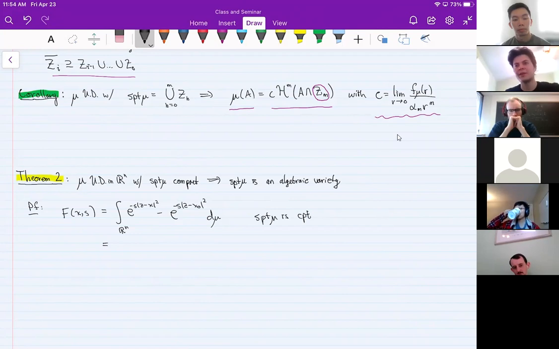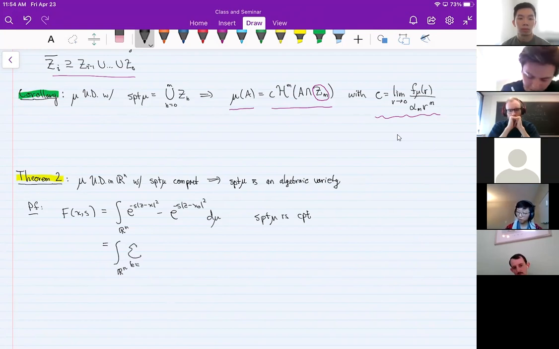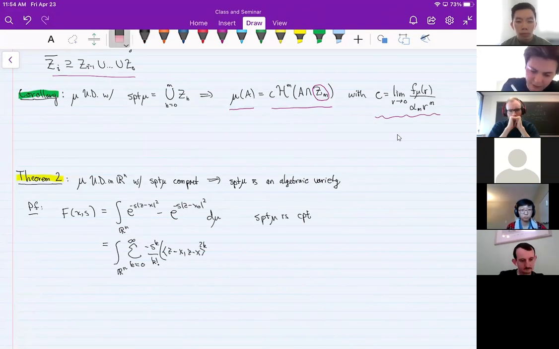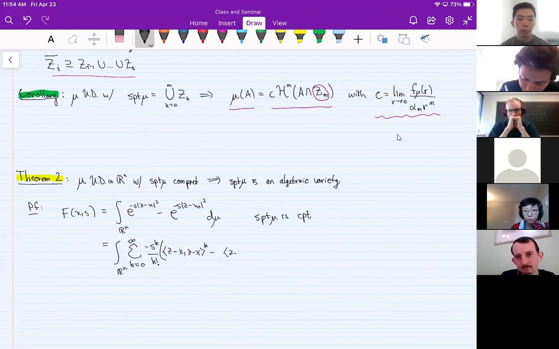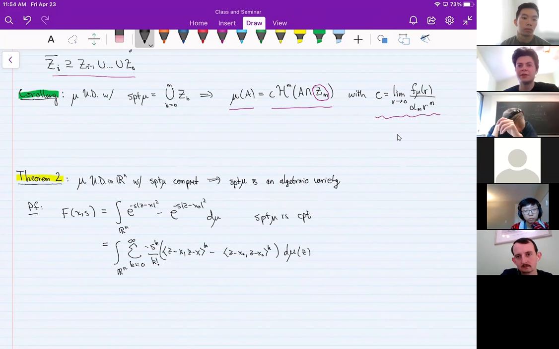If I take these exponentials, I can write this as the integral over R^n. Exponentials have Taylor series expansions, so I can write this as the sum from k equals 0 to infinity of minus s to the k over k factorial, times this term to the 2k. All right, so that's just expanding using the Taylor series.